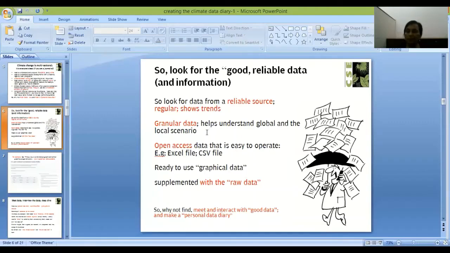And besides this, you should be on the lookout for sources that give you unprocessed granular data to help you understand the global and local scenario better. Because you can use the unprocessed data for better analysis.